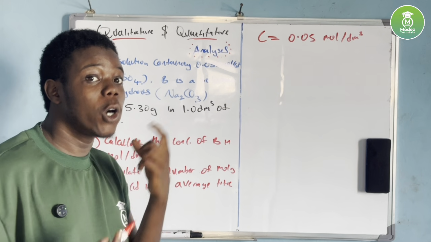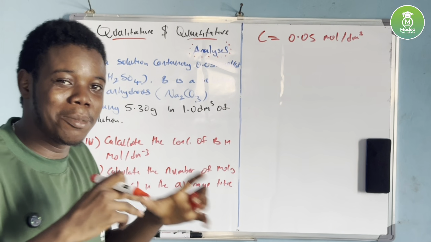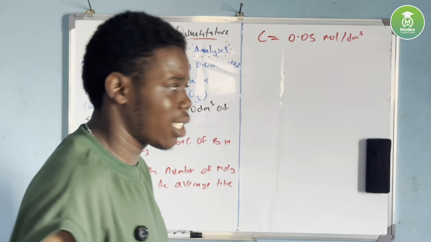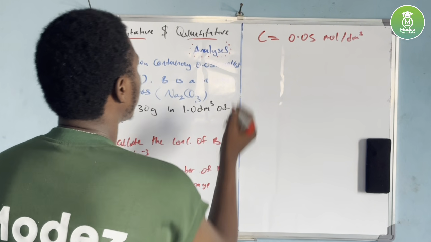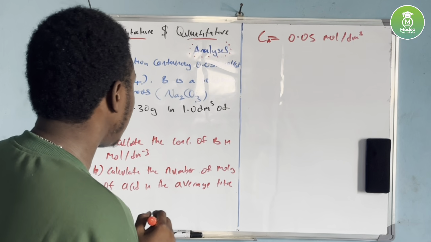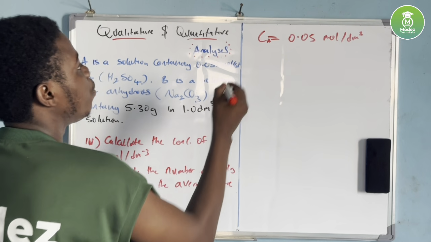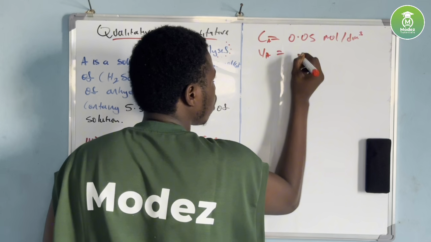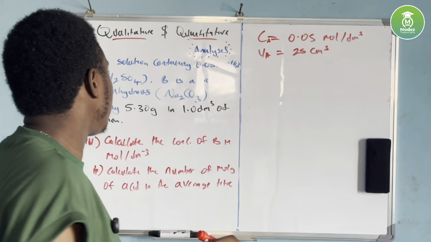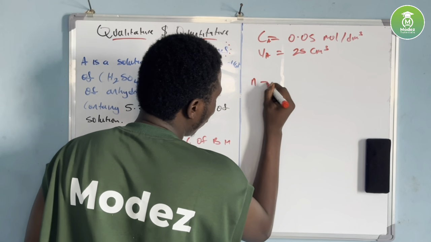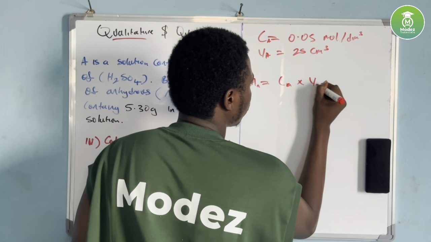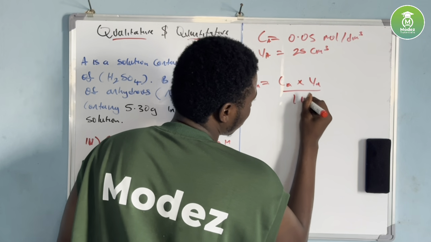But the reason why I'm doing all these things is so that you can understand the concepts better. I don't have a proper practical question that I will have to titrate to give you the answer. That's why we are doing alternative to practical. So the concentration of acid here is 0.05 mole per dm cube, and the volume of acid is 25 cm cube. Now, in order to look for the number of moles, the formula is: number of moles of acid is equal to concentration of acid times volume of acid over 1000.